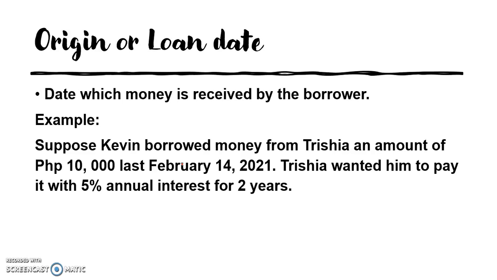We also have the origin or loan date. It is the date on which money is received by the borrower. In the previous example, sabi dito, si Kevin daw naghiram ng pera kay Tricia last February 14, 2021. So, this is the origin or the loan date. Kailan ba na-receive ni Kevin or ng borrower yung pera galing sa lender?